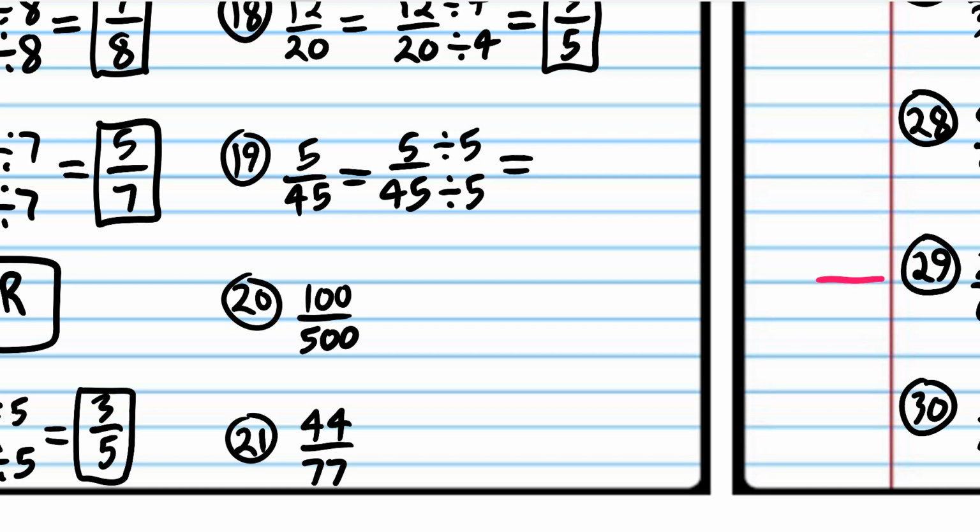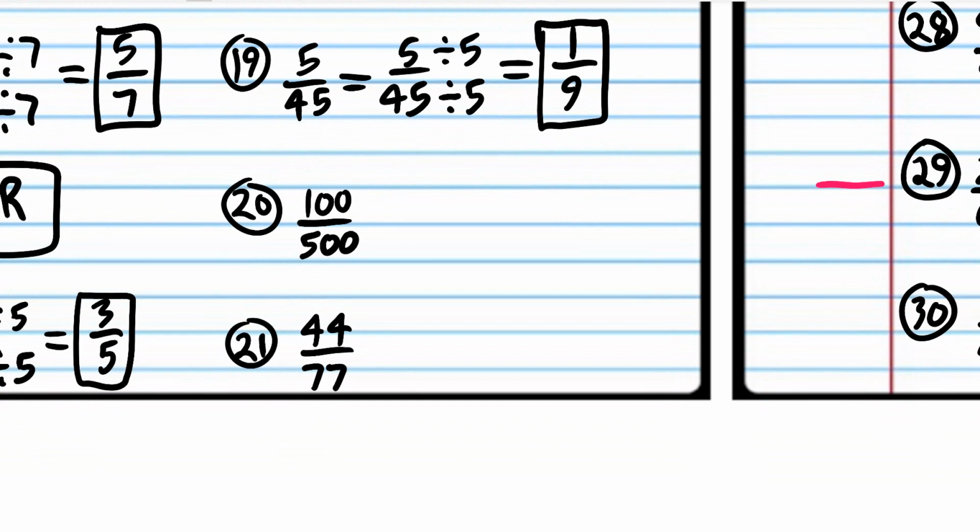All right, 5 divided by 5 is 1. 45 divided by 5 is 9. And we have 1/9. So again, remember, you can divide a numerator by itself or a denominator by itself. All right, so why don't you try number 20, and when you're done, we'll come back and do it together.